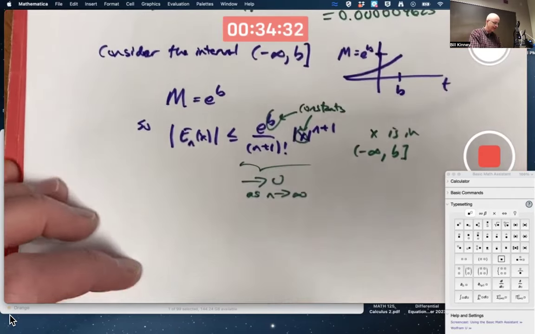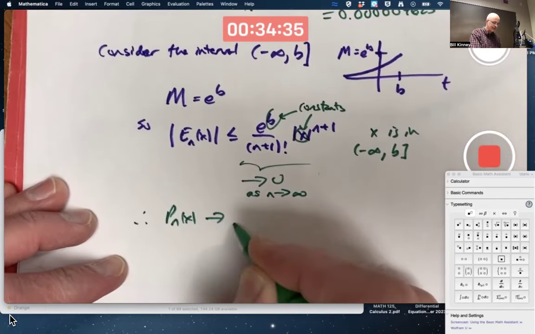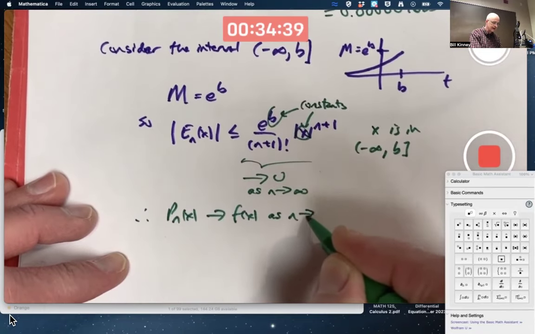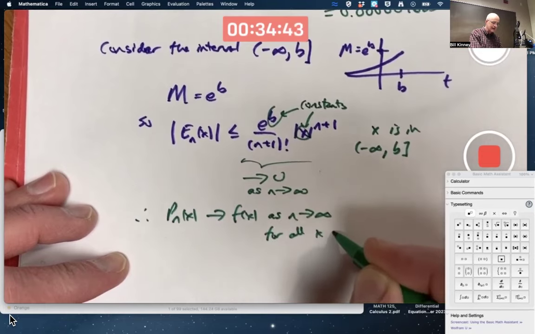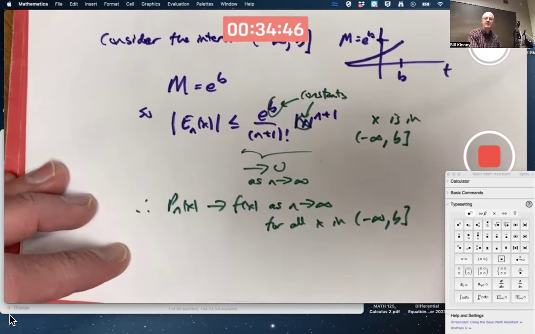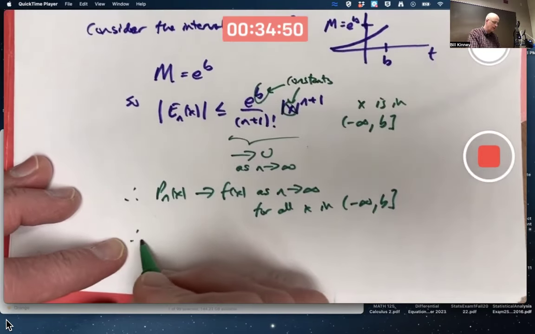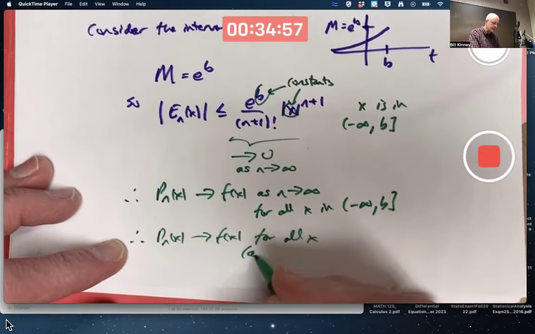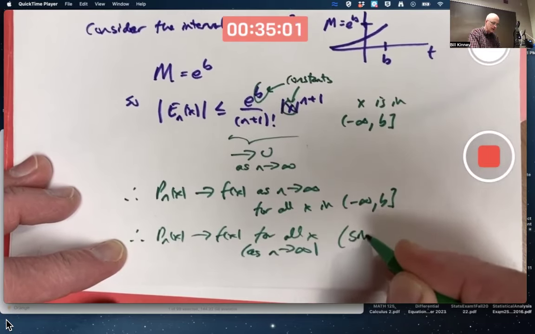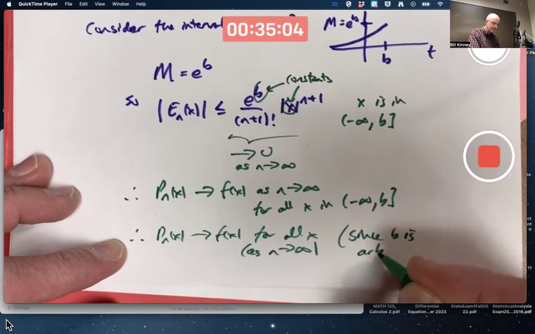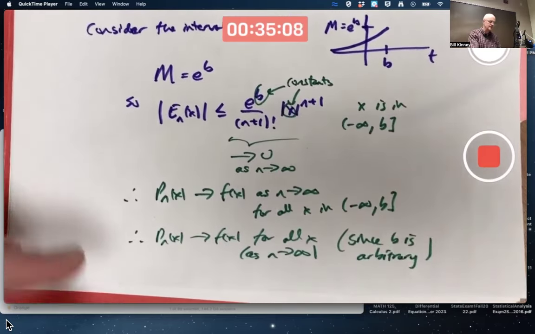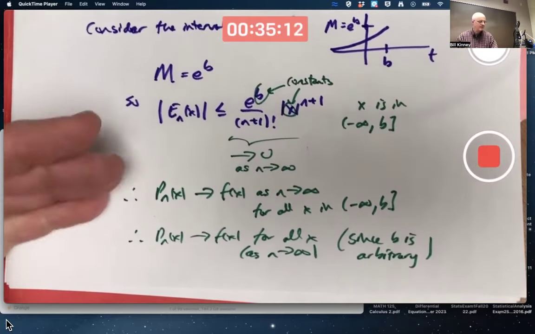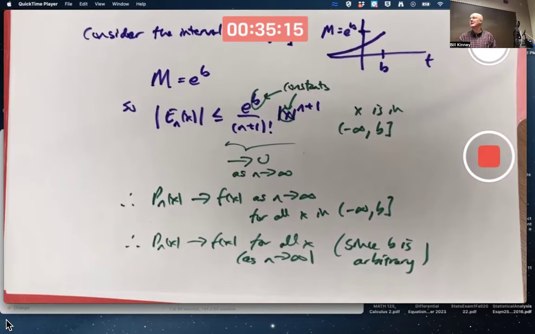So that proves, therefore, P_n of x approaches f of x as n goes to infinity for all x in the interval from minus infinity to b. But again, the b is arbitrary. Therefore, P_n of x approaches f of x for all x, again as n goes to infinity, since b is arbitrary. It doesn't matter what b is. I can go from this step to that step. I had to pick a fixed b to be able to come up with an M. But once I've done that and come up with this argument, relying on this error bound, then it is valid.